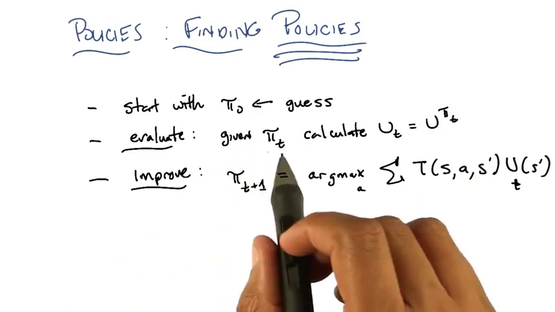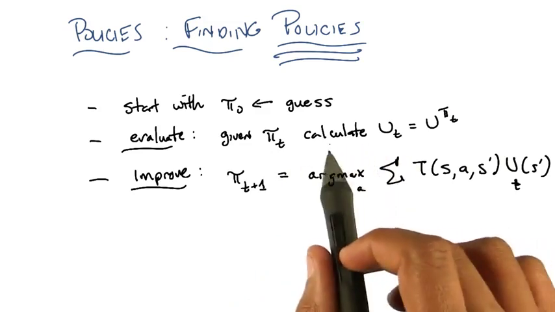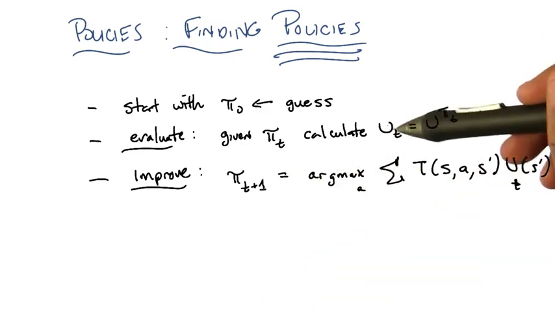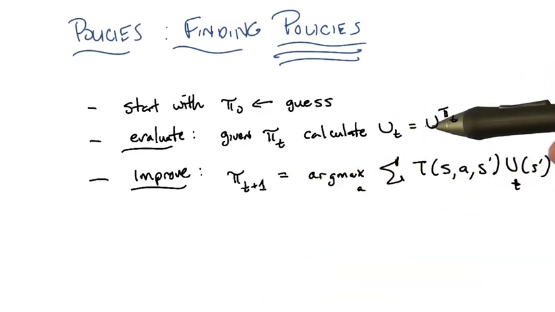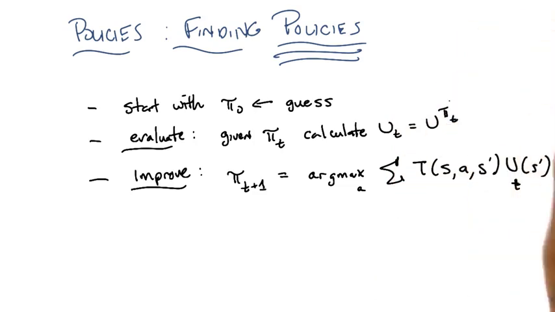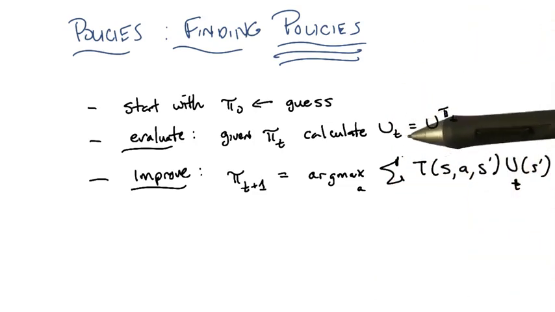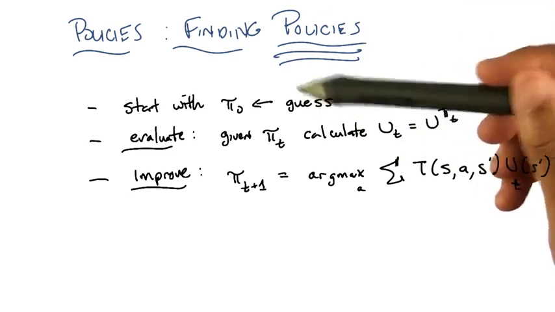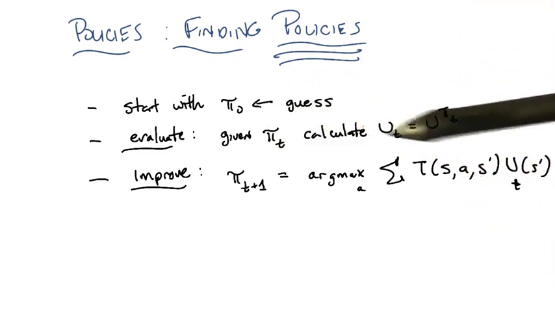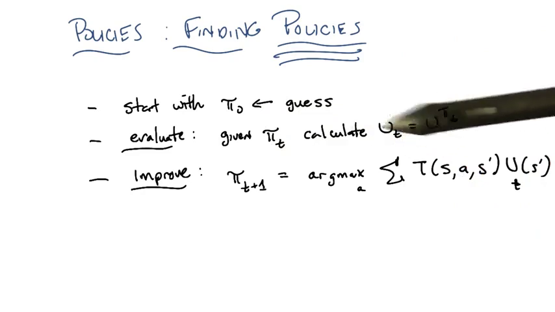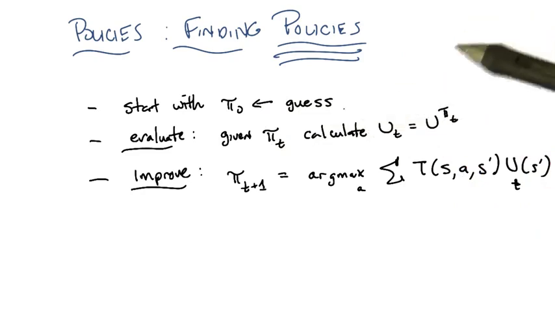And the way we're going to evaluate it at time t is to calculate its utility, which I'm going to call u sub t, which is equal to the utility you get by following that policy. Okay? And I'll show you in a moment exactly how you do that. But I just want to make certain that you kind of buy that maybe we could do that. So given a policy, we ought to be able to evaluate it by figuring out what the utility of that policy is. And again, we'll talk about that in a second.